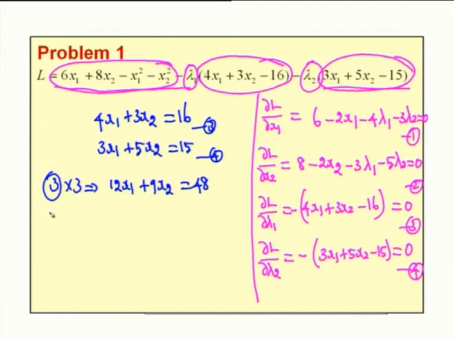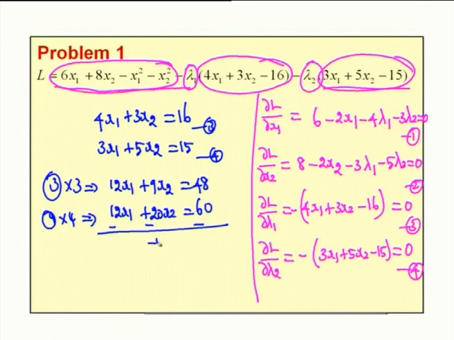Now, by multiplying equation 4 by 4, we have 12x1 plus 20x2 equal to 60. Now, by solving these equations, we can get the values of x1 and x2. By subtracting, we have minus 11x2 equal to minus 12. From this, x2 equal to 12 by 11. So, from equations 3 and 4, by solving those two equations, we got our x2 value as 12 by 11.